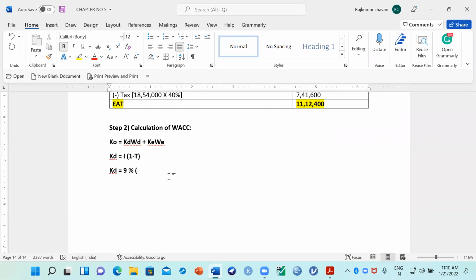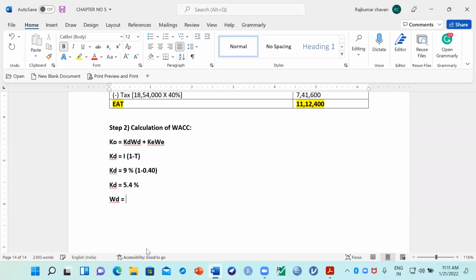Bracket 1 minus T. T means tax. How much tax will they be paying? It will be 0.4. So my total cost of debt will be how much then? Can you put your answer in the chat box? What is the cost of debt then? It is how much? Okay. 5.4. Right. So total cost of debt is 5.4% of this particular hotel. Okay. Now KD we got.